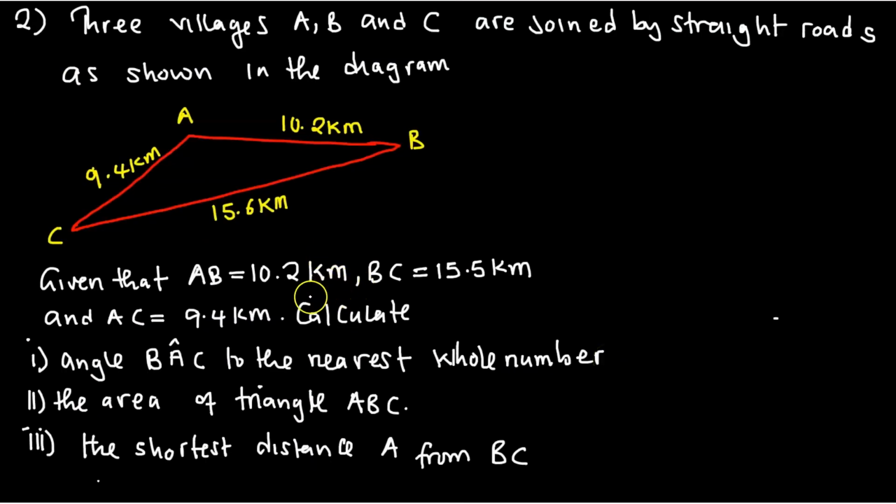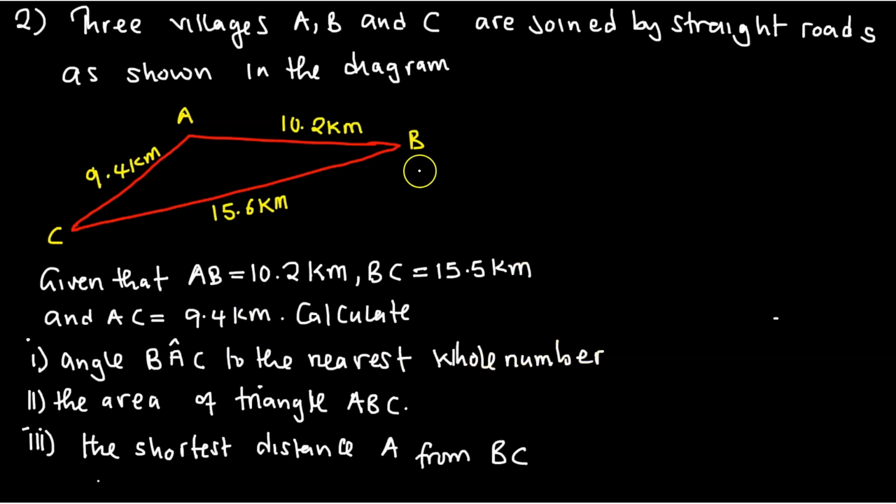In this question, we are given that three villages A, B, and C are joined by straight roads as shown in the diagram. This is a situation where you are given three sides and we need to apply the cosine rule. Given that AB is equal to 10.2, BC is equal to 15.6, and AC is equal to 9.4, calculate the angle BAC to the nearest whole number.